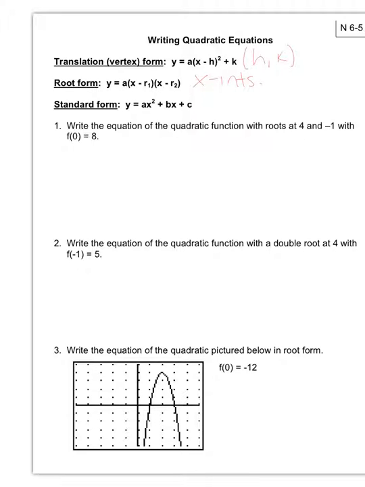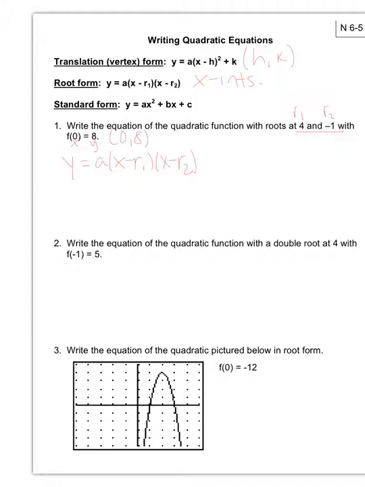Okay? All right, so number 1, write the equation of the quadratic function with roots at 4 and -1 with f of 0 equaling 8. So f of 0 equals 8. That means that when x is 0, your y is 8. So that's an ordered pair there, (0, 8). We're given roots, so I'm going to call my r1 is 4 and my r2 is -1. So since we're given roots, we're going to plug into the root form. So y equals a times (x minus r1) times (x minus r2).